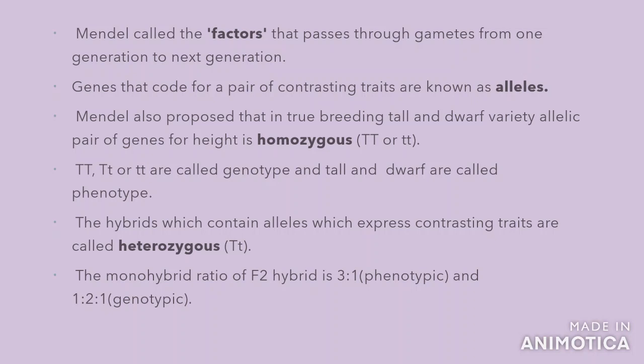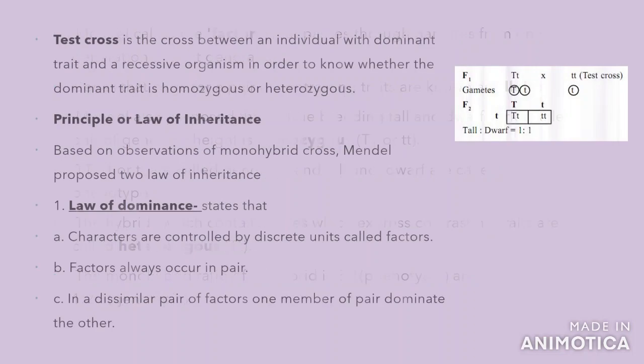The hybrids which contain alleles which express contrasting traits are called heterozygous. The monohybrid ratio of F2 hybrid is 3:1 phenotypic and 1:2:1 genotypic. Test cross is a cross between an individual with dominant trait and a recessive organism in order to know whether the dominant trait is homozygous or heterozygous.